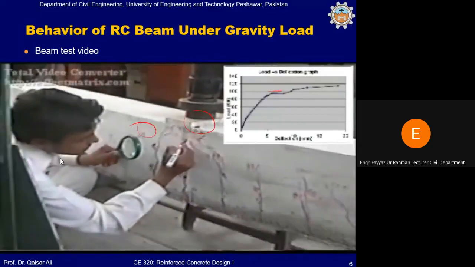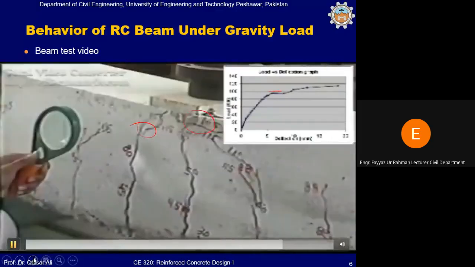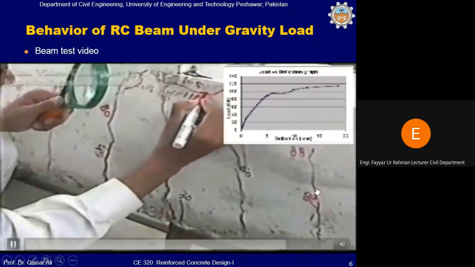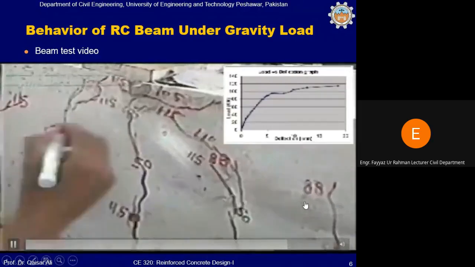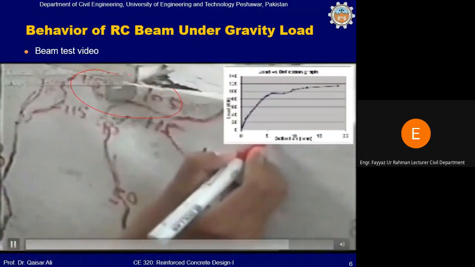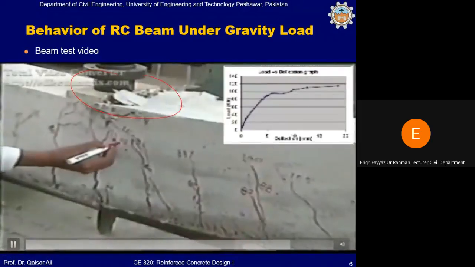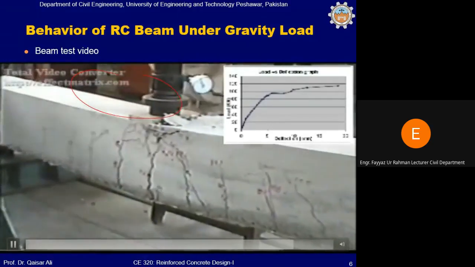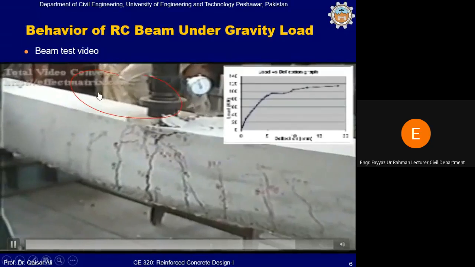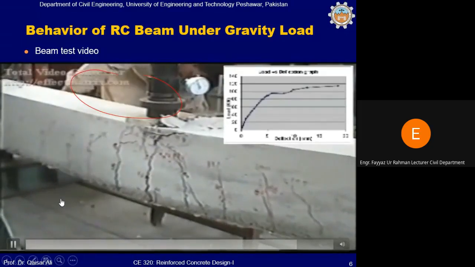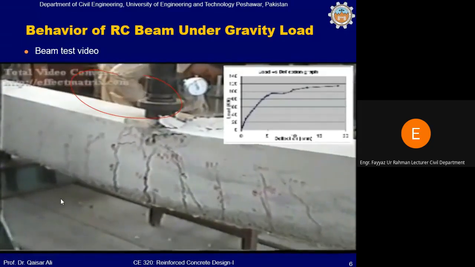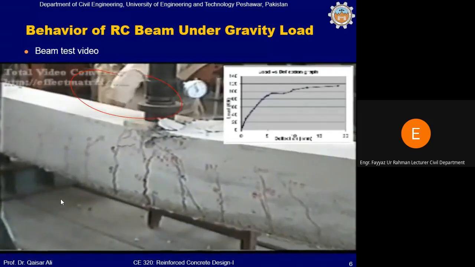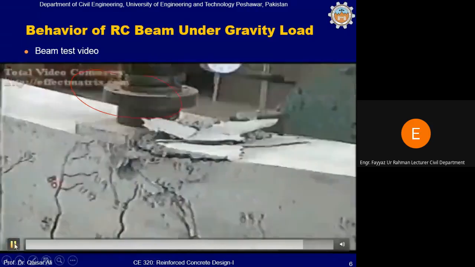But after this, what will happen? The concrete in the top fibers will get crushed. You can see the crushing of concrete in the top, in the vicinity of the load. And after this, the beam will not take any further load, and the beam is considered as failed.